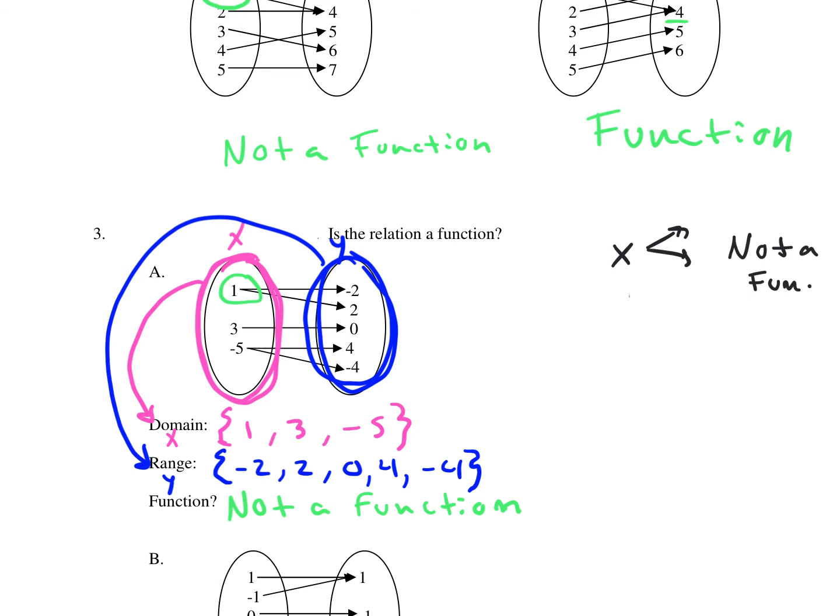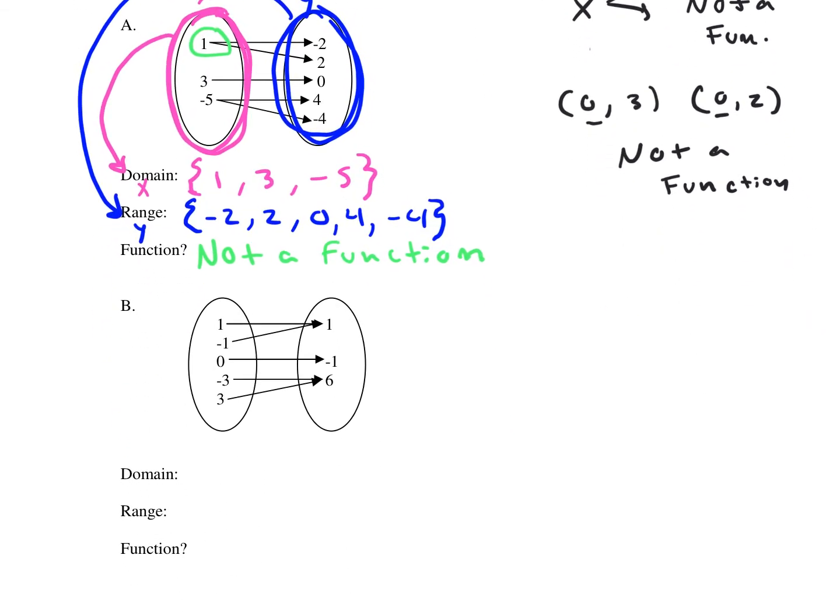Or if it was given in points, so let's say I had 0, 3 and 0, 2. Can my x's repeat? No. So would this be a function? No, not a function. Your x's can't repeat. Your y's can. So to determine if something's a function, we want to look at our x's. See if it repeats, then we know it's not a function.